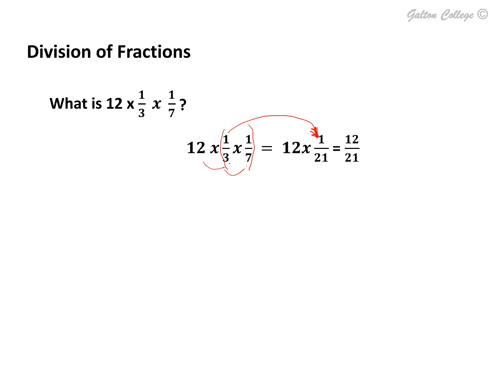And we got 7 times 3, which is 21. So this time it's 1 over 21 times 12. We left the 12 alone. Now multiply 12 by 1 over 21, and we simply get 12 over 21. The 12 multiplies by the 1, which gives us the 12.